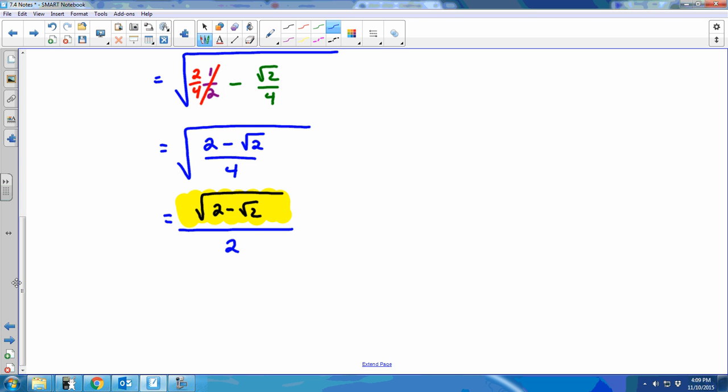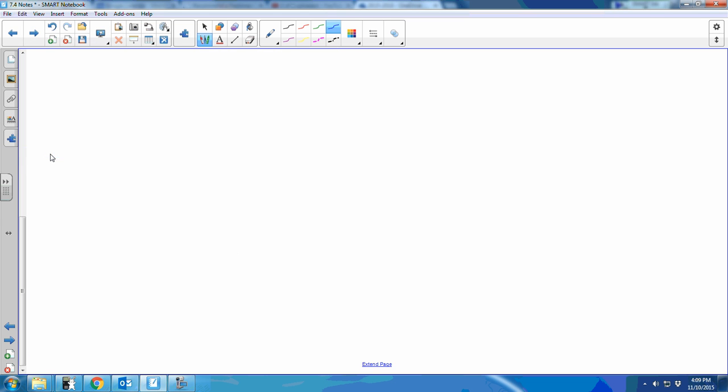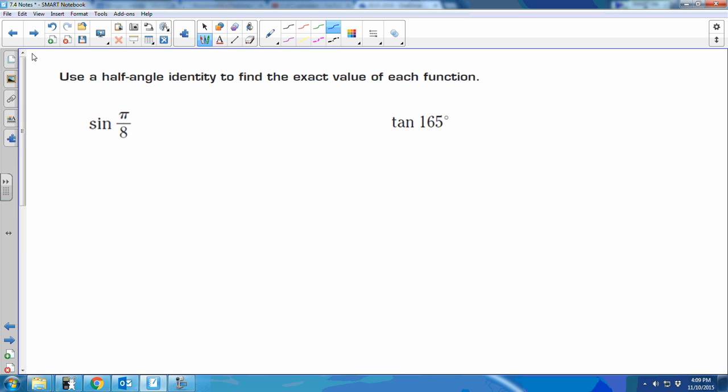Let's do another one. We'll do tangent of 165. So if we're thinking about this, 165 is in the second quadrant. And tangent in the second quadrant is negative because it's sine divided by cosine, and cosine is negative. So we're going to have a negative square root, okay? So, again, we need to multiply by 2 to figure out what angle we're using from the unit circle.